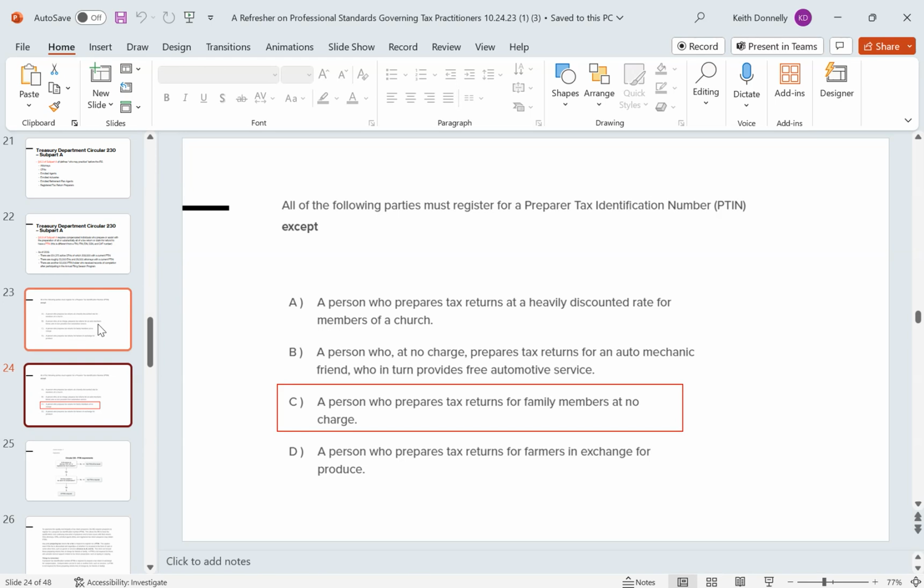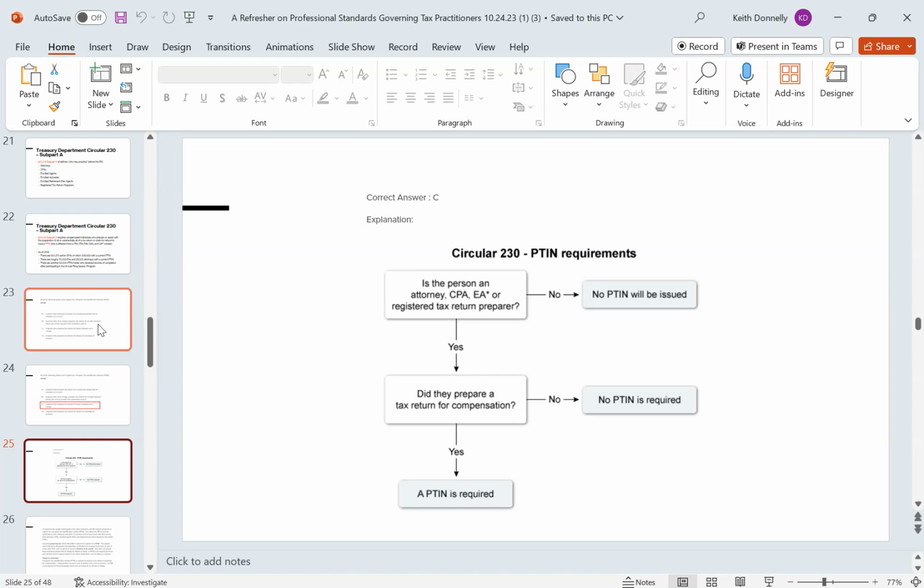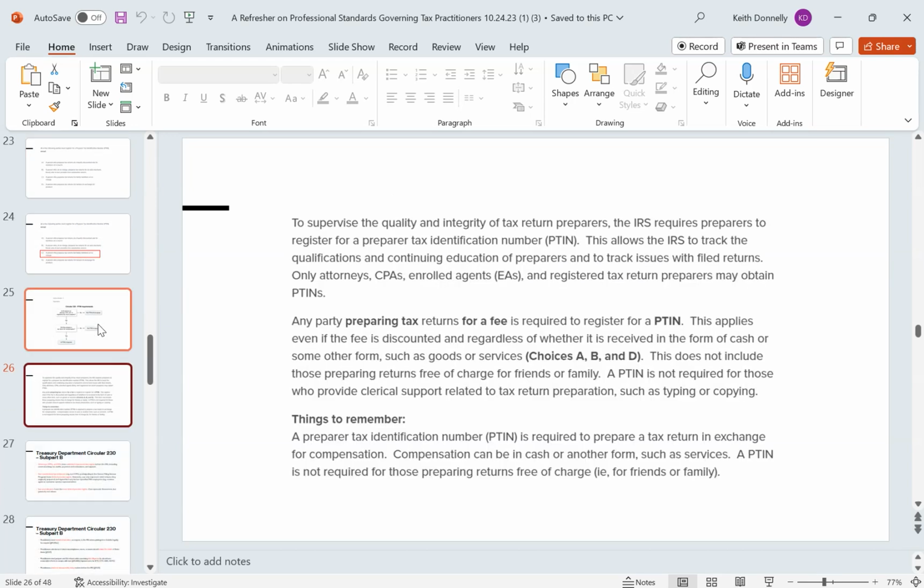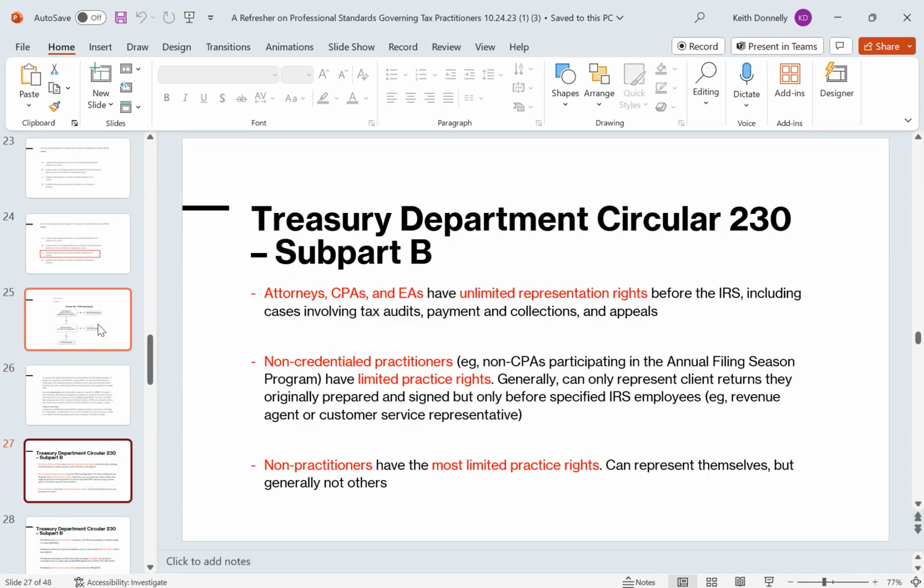And then D is I'll do your tax return if you give me some of your inventory. Well, you're still getting something. You're not getting cash. If you get something, money, services, goods, that's compensation. You need a PTIN. Right, so here's a little flow chart you can look at. Here's the explanation. Let's continue with the Circ 230.